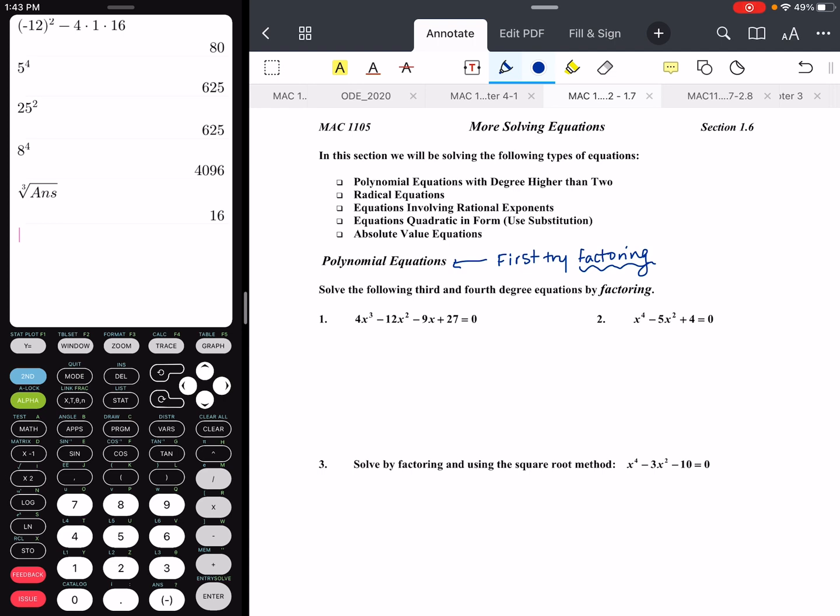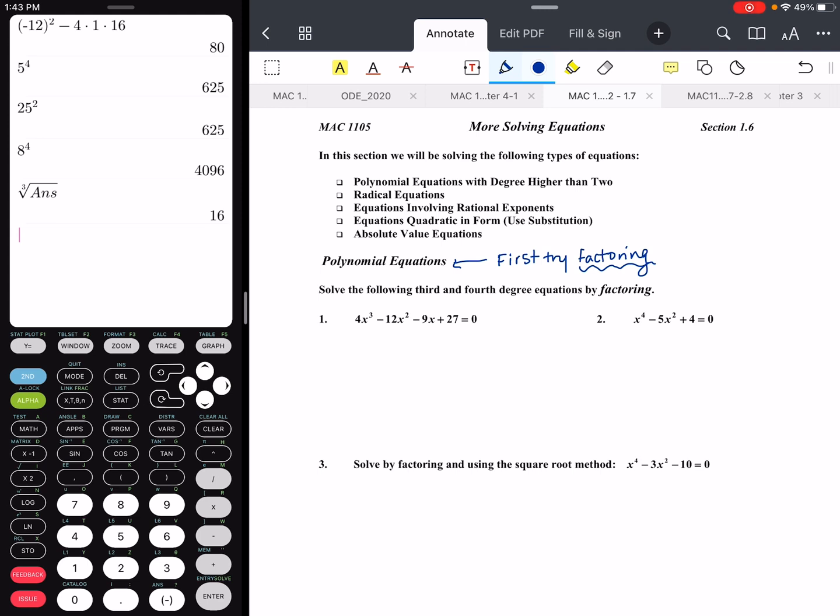So if you look at number 1, 4x cubed minus 12x squared minus 9x plus 27 equals 0. We've got 4 terms, and the highest power is 3, so we have a degree 3 polynomial. So it's not quadratic because it's degree 3, it's got a power of 3. So we've got to try something different. In general with polynomial equations, I would say first try factoring. That's your first step, and then see what you're dealing with after that.